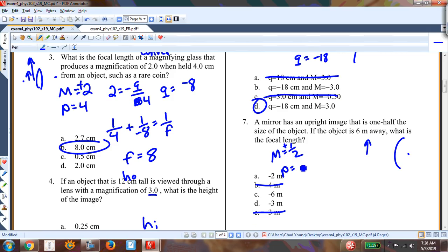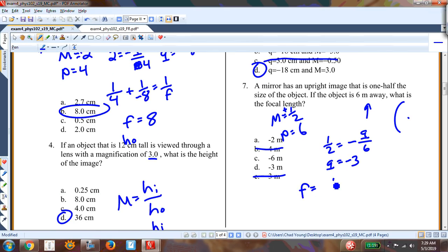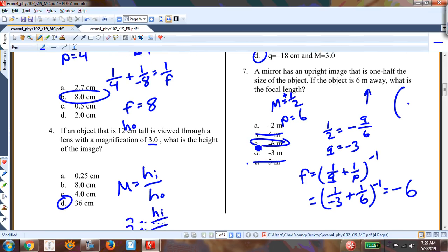P is equal to 6. So do like I've done before. Have 1/2 equals negative Q over 6. So Q is equal to negative 3. And then F is equal to the inverse of 1 over Q plus 1 over P. That's 1 over negative 3 plus 1 over 6. That's negative 2 over 6 plus 1 over 6, so it's equal to negative 6. C is the right answer.